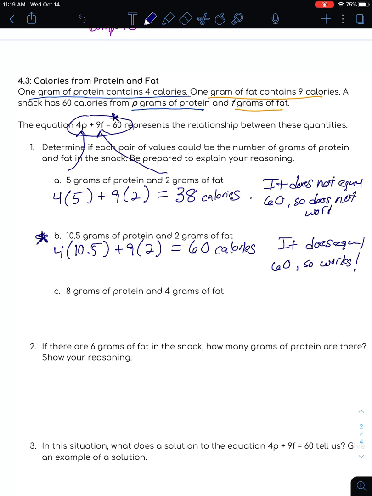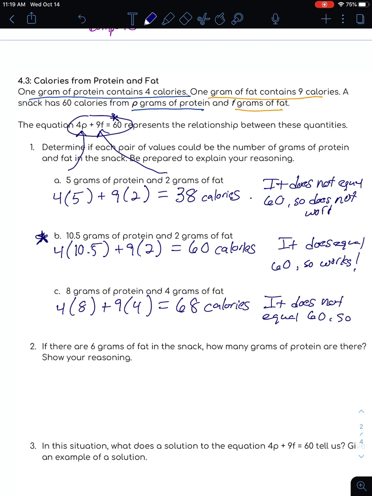Let's try the third one, part C. So if we put in 8 grams of protein and 4 grams of fat, that'd be 32 plus 36, which would give us 68 calories. It does not equal 60, so it does not work.